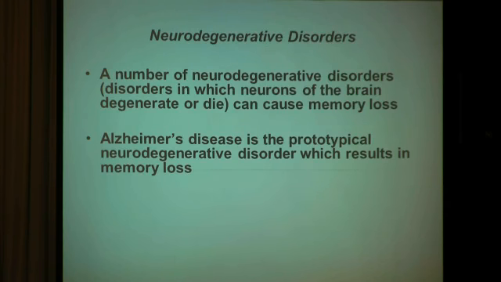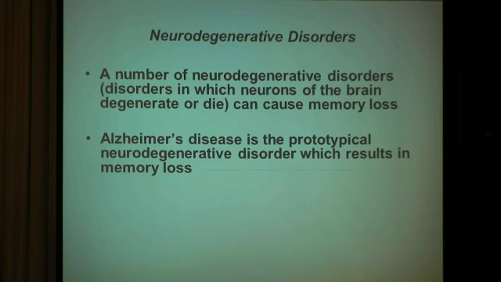Neurodegenerative disorders. Okay, so this is our big one for today. There are a number of neurodegenerative disorders. So again, let me stress, the term neurodegenerative only means that there's degeneration or death of neurons in that disorder. So there's a huge number of these disorders. And many of them, let me stress, can cause memory loss. Alzheimer's is the prototypical neurodegenerative disease that results in memory loss.